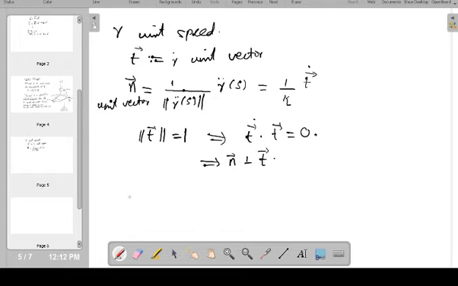Now I am going to define another vector, vector B equal to T cross N by definition. This is called the binormal vector. N is called the normal vector, unit normal vector.